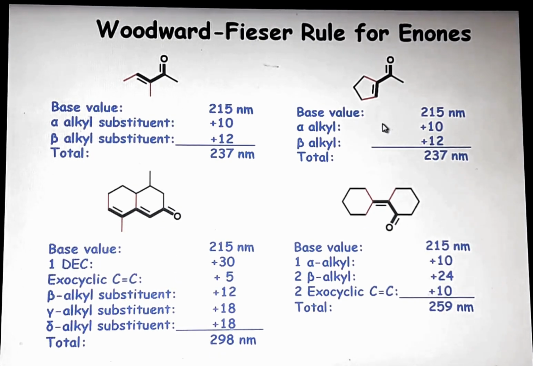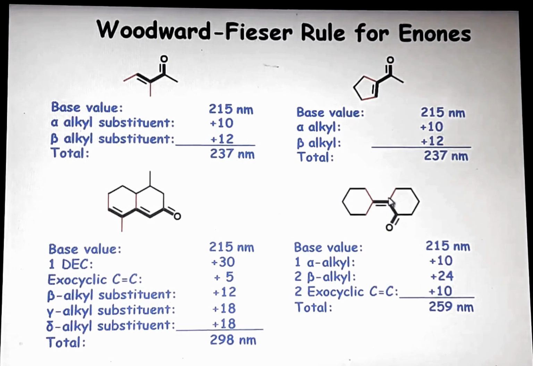Now this is one more example. Here this is our system, and in this system this is alpha carbon and this is beta carbon. On alpha carbon one ring residue is present, on beta carbon also one ring residue is present. So you can see the values, and the total calculated value for this compound is 237 nanometer.